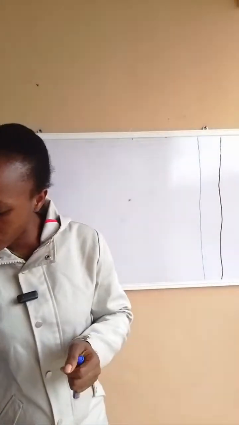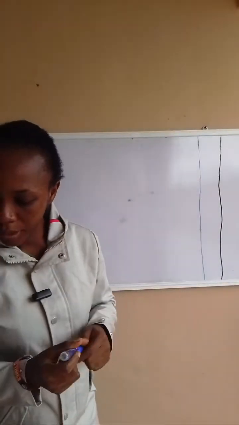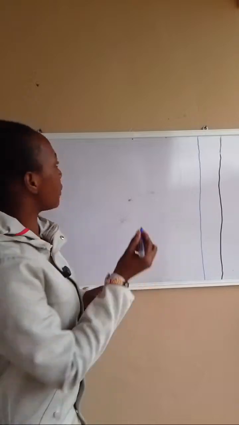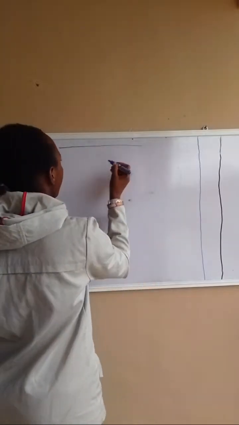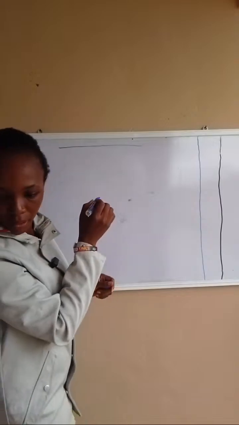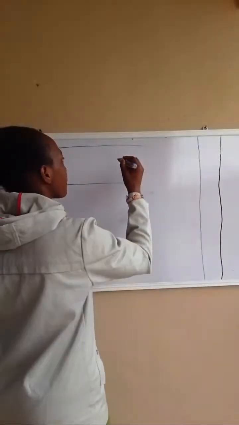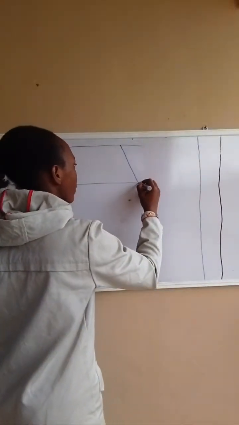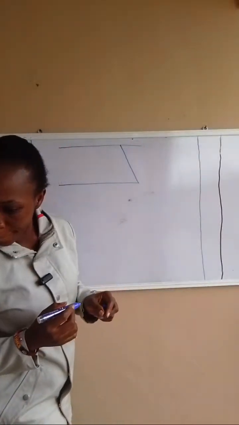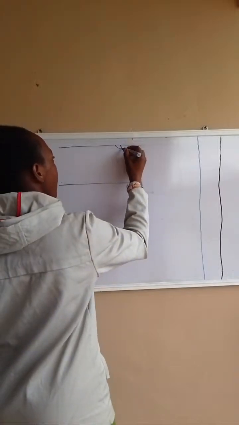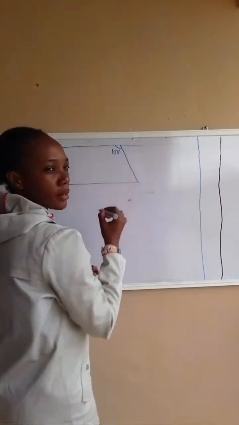Okay, so the next question, in the diagram, we have a diagram again. So today we'll be doing more of diagrams, very interesting diagrams. So we have an angle here, 100 degrees.